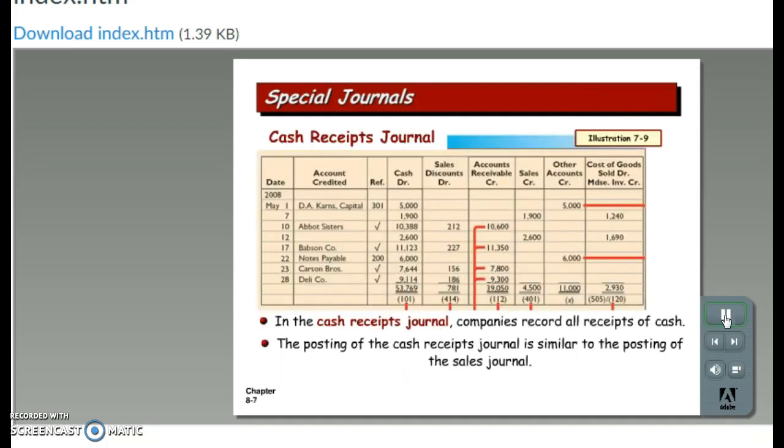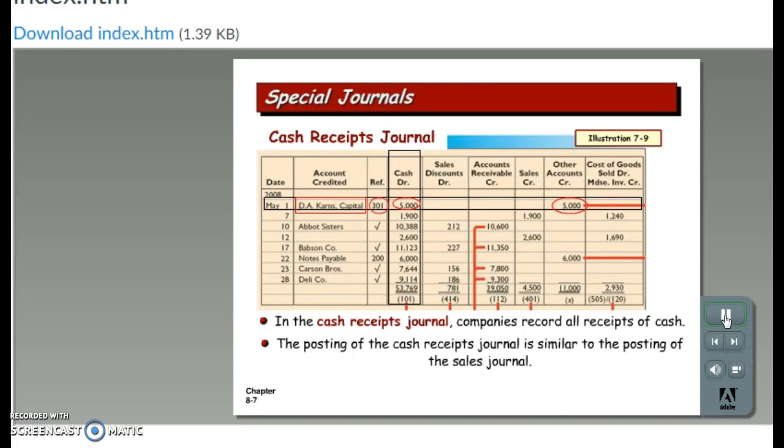The cash receipts journal includes all journal entries that include an increase or debit to cash. Cash increases for many reasons. On May 1, there is an increase to cash as a result from an investment from the owner. The journal entry would be a debit to cash and an increase or credit to the owner's capital, account number 301.